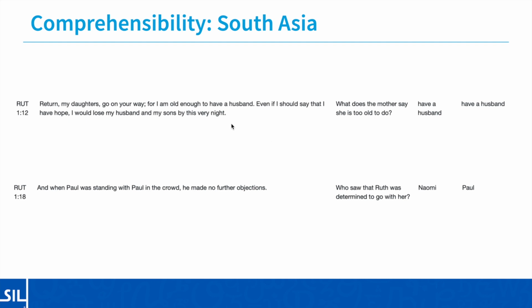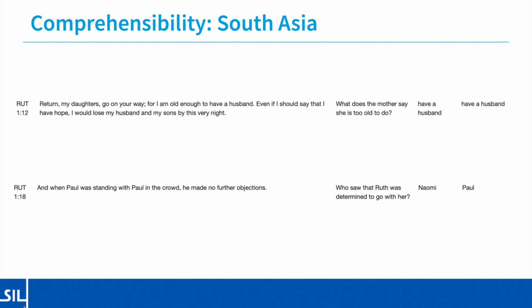Now, there are two cases where Aqua will raise a flag for the comprehensibility assessment. The first is if the expected and the inferred answers are indeed similar, but the model is not confident that it has the right answer. So that's the case for our first example here. The back translation for Ruth 1:12 reads, "Return, my daughters, go on your way, for I am old enough to have a husband," when it should probably read something like, "I am too old to have a husband." Because the model was not confident in answering the question here in the third column, what does the mother say she is too old to do, based on this verse text, Aqua has flagged this verse as needing extra attention.